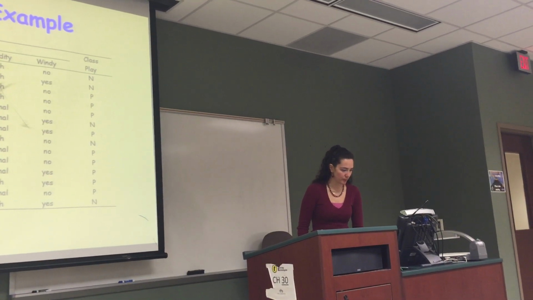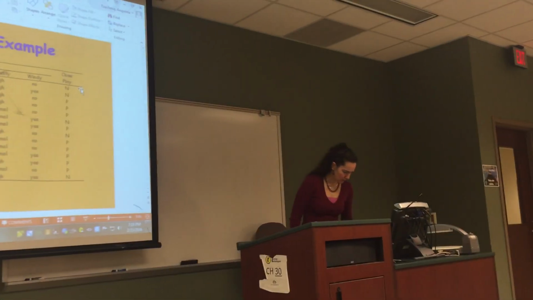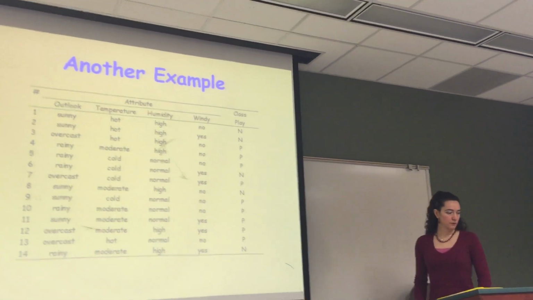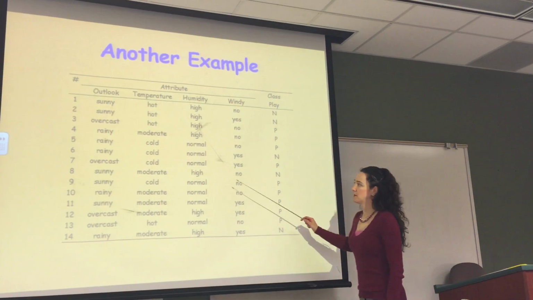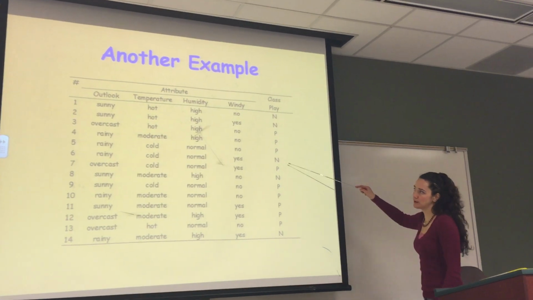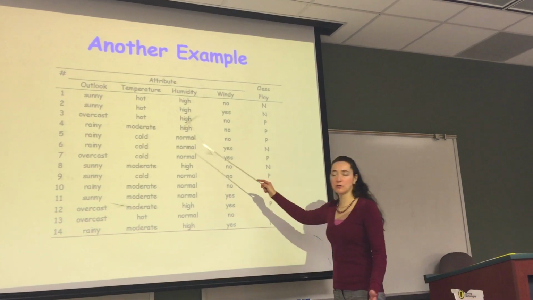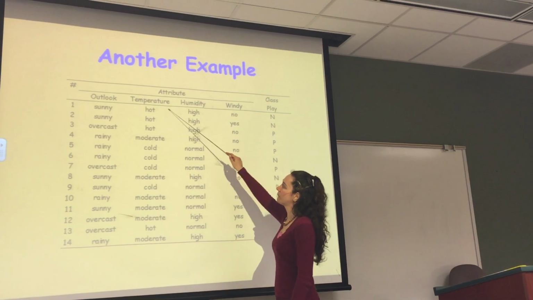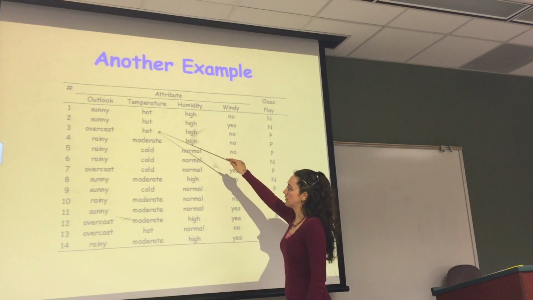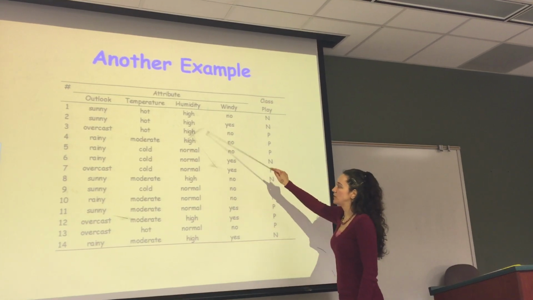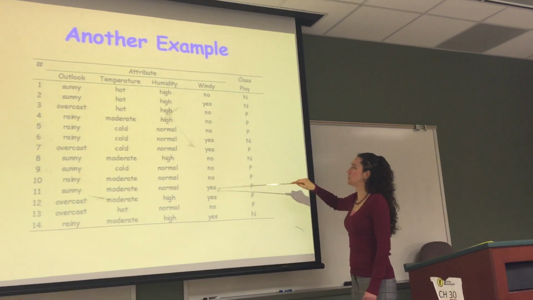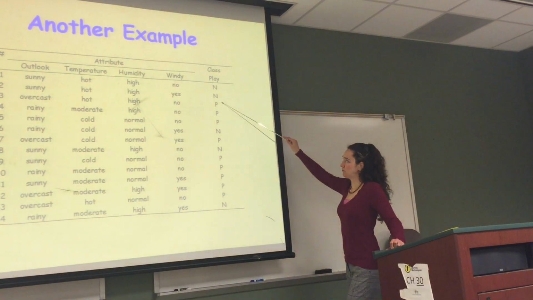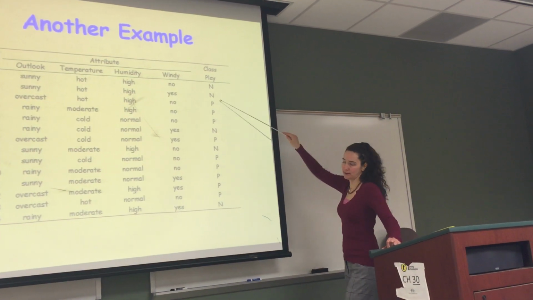Let's look at another example. So this data says whether the child should be allowed to play outside or not, according to how the conditions look outside. So we have outlook again, sunny, rainy, or cloudy, and the temperature, hot, cold, or moderate, the humidity, and whether it's windy or not. And then the tree will help us to make a decision whether the child should play or not.